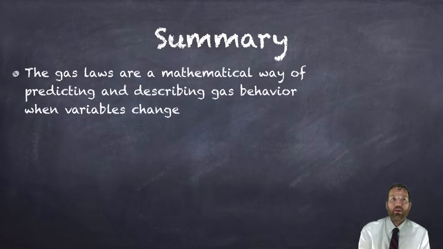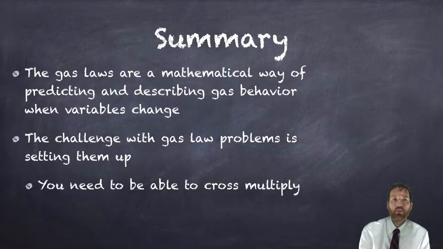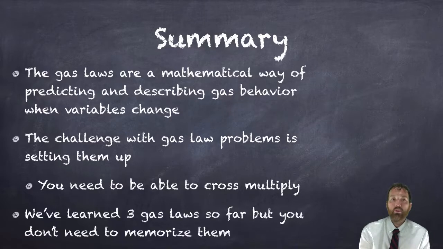So in summary here, the gas laws are a mathematical way of predicting and describing gas behavior when a variable changes. The challenge with gas law problems is setting them up. You need to be able to read the word problem, pick out the variables, and plug them in correctly. You also may have an issue with knowing which formula to use and when. You also are going to need to cross multiply, and I see a lot of problems with this, surprisingly, in my classes. The students not cross multiplying correctly. If you need help with cross multiplying or extra practice, please let me know.